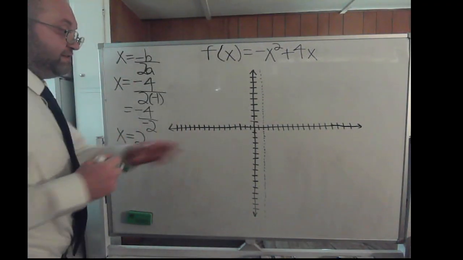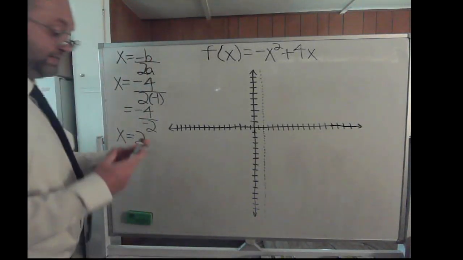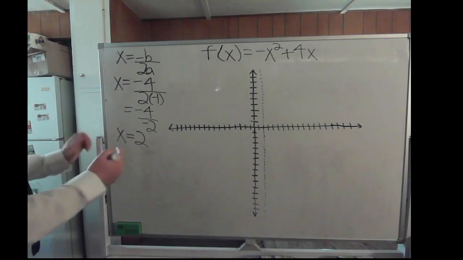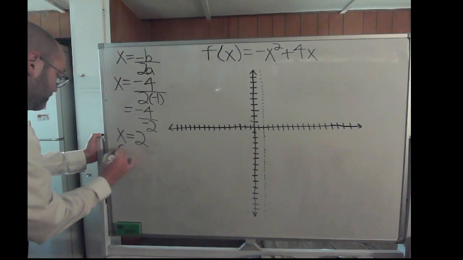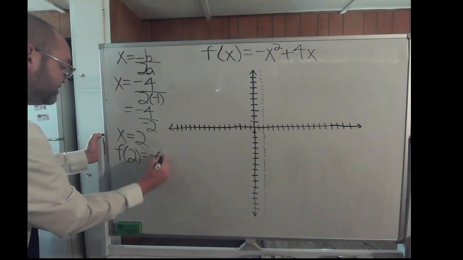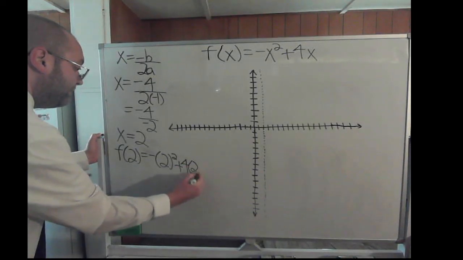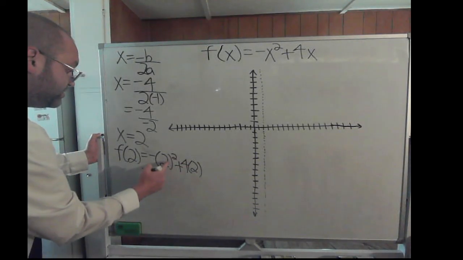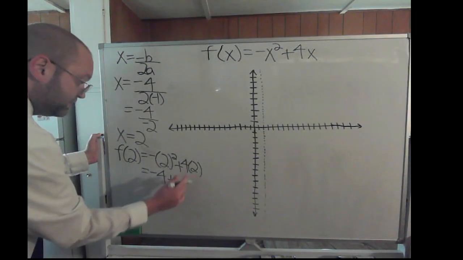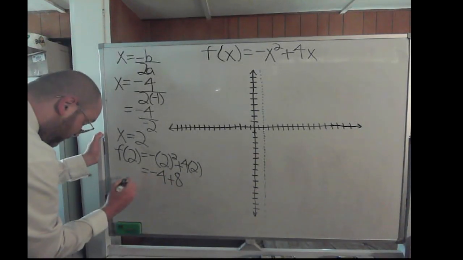Alright, so now we've identified the line of symmetry and the x-coordinate of the vertex. Now all that's left is to find the y-coordinate of the vertex. So all we do is take that x value of 2, put it into the function. You'll do f of 2. That's equal to negative of 2 to the second plus 4 times 2. Well, 2 to the second is 4. You have the negative of that, so you'd have negative 4 plus 4 times 2, that's 8. Negative 4 plus 8, that's 4.